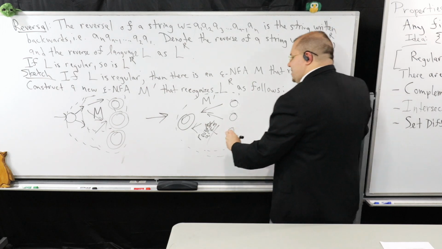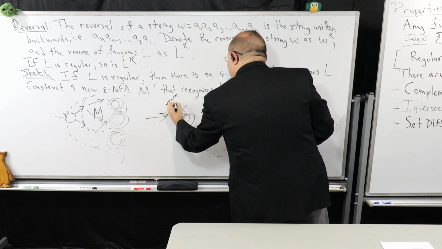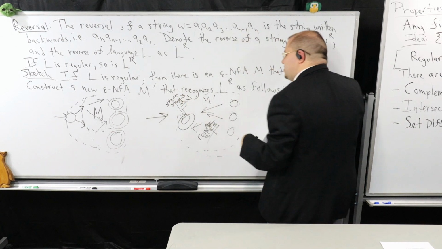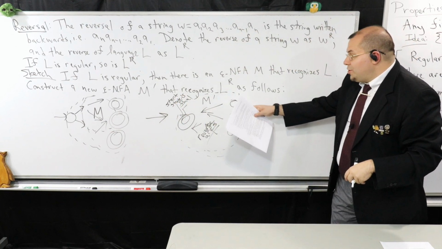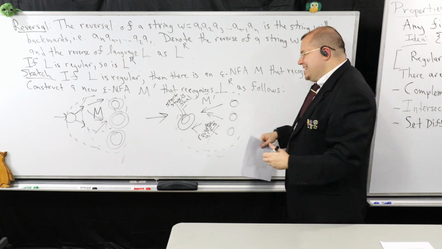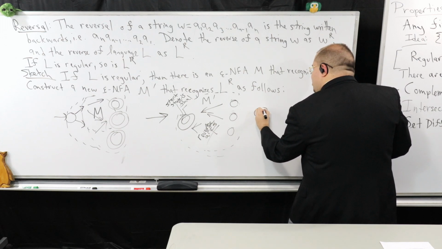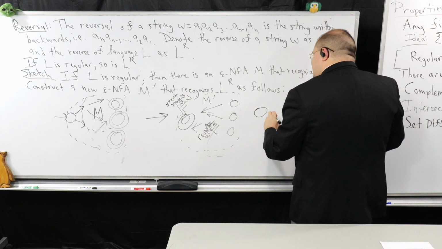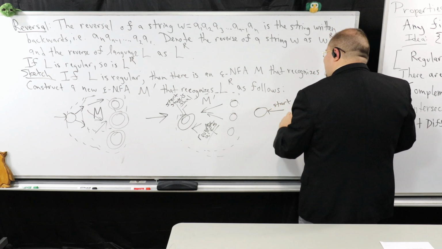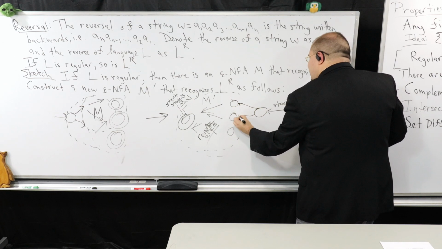So now the start state is final. This is the only final state. It's the start state. And now these are not final states anymore, but now I need a start state. Remember, this is an epsilon NFA. So I'm going to create a new state that's going to be my new start state. And I'm going to put transitions towards all of the old final states.